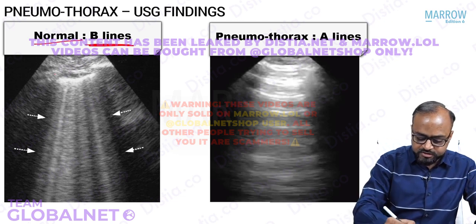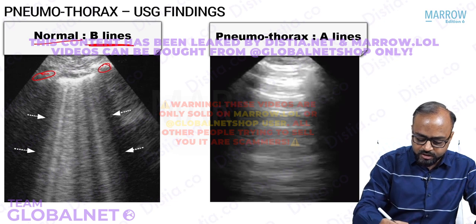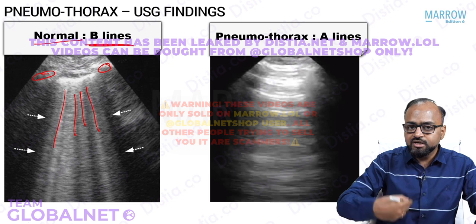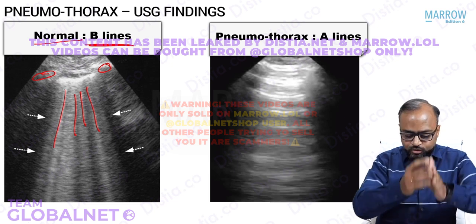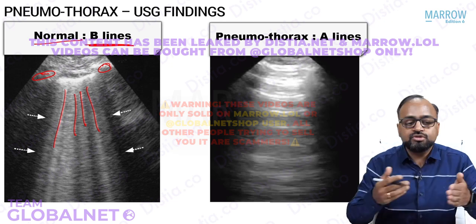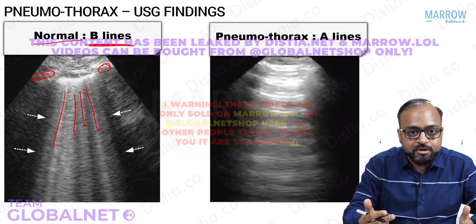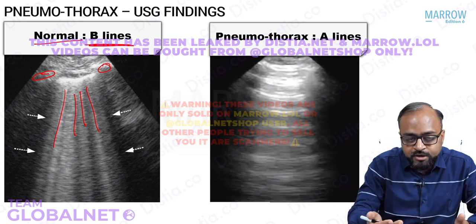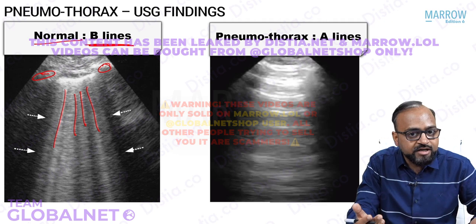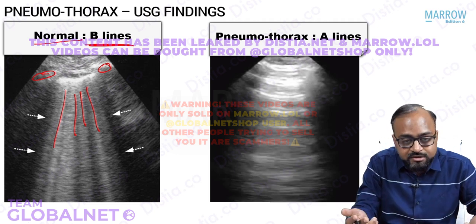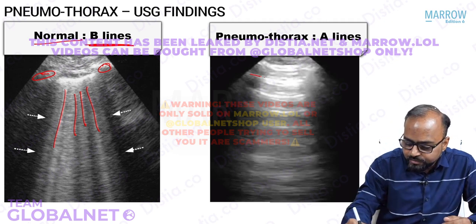See here, if these are the two ribs and this is the normal lung. Can you see these white bright hyperechoic lines which are going across the image like comet tails? So this is what is called the comet tail like appearance, or B lines, which are seen normally. We have already discussed in the findings that in pneumothorax these lines are absent. In fact, they are replaced by horizontal lines like this.